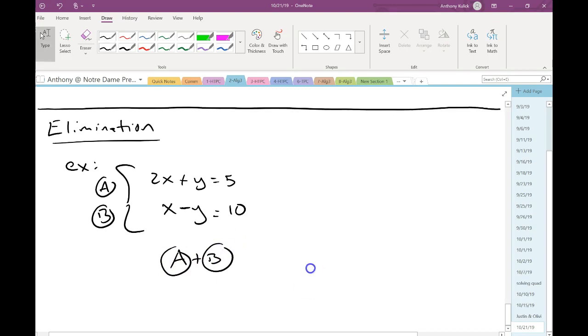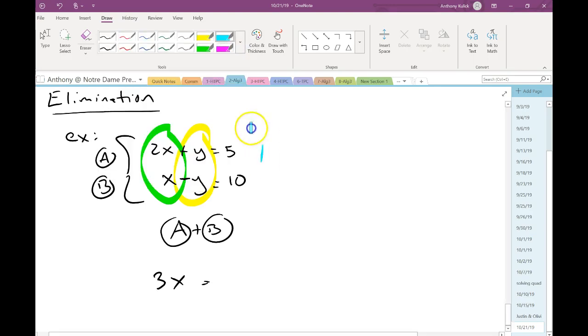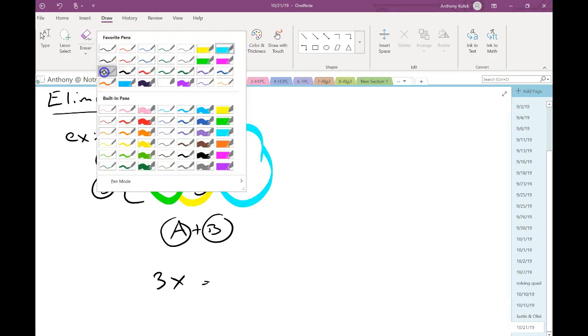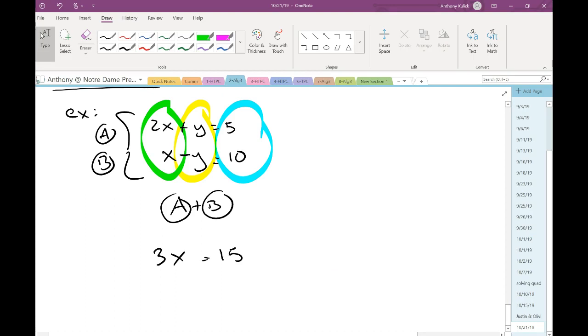If I just add equation A and equation B, I get 3x, and the y terms give 0, so I'm not going to bother writing anything, equals 15. That's pretty nice right there, right? I can then just divide both sides by 3 and get x is equal to 5. Right? How rad is that?